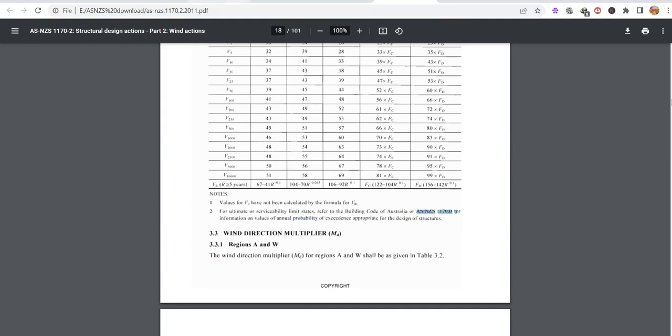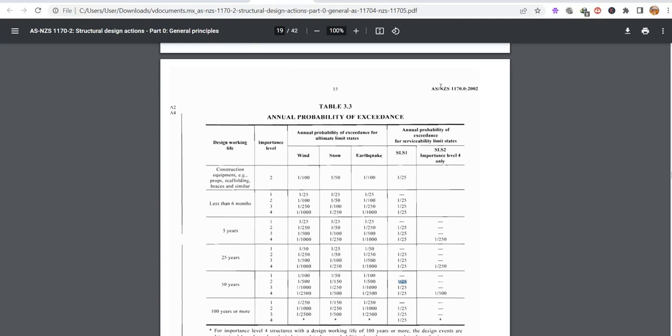So let's go now to AS 1170.0, table 3.3. It says annual probability of exceedance. In this table we found it gives us the design working life, the importance level, and annual probability of exceedance for limit states, for ultimate limit states and serviceability limit states.